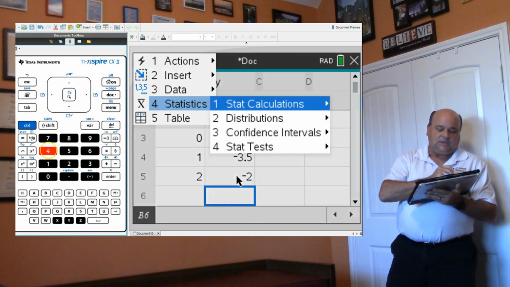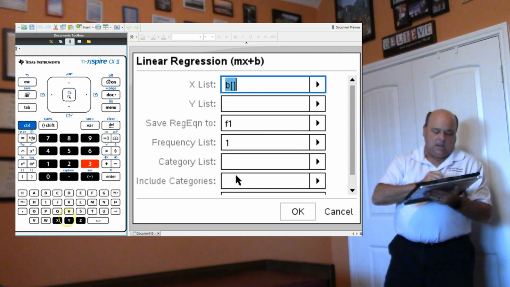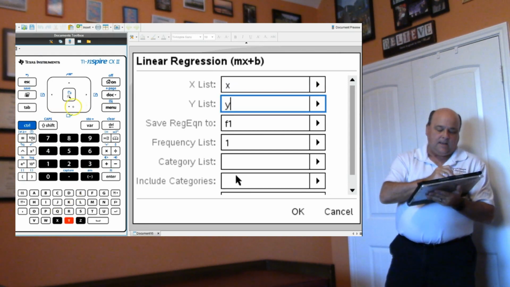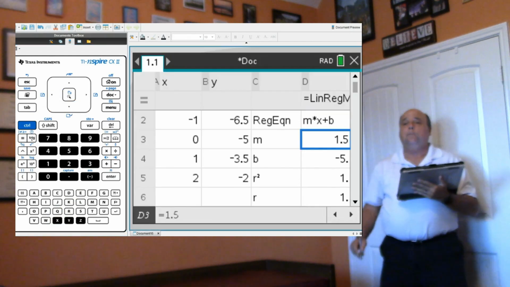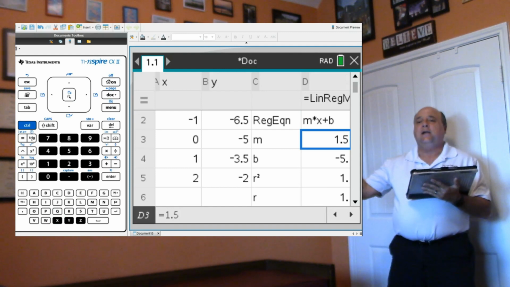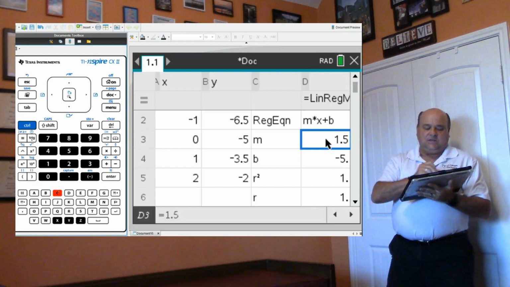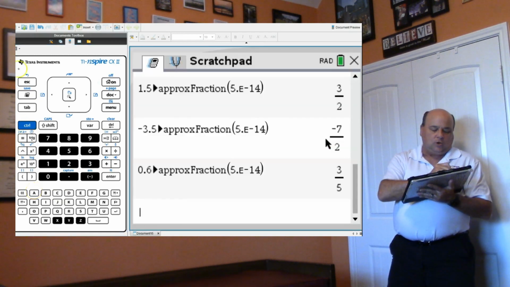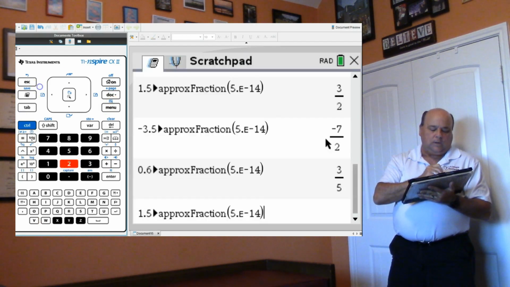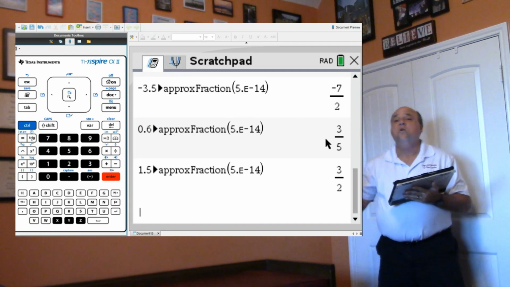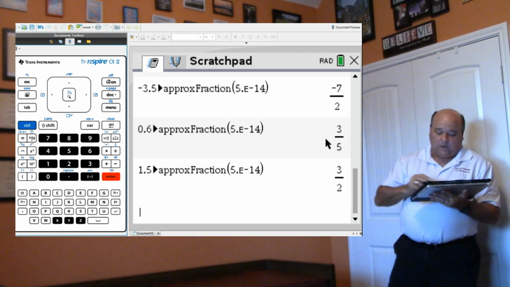Now then, menu, statistics, stack calculation, linear regression, menu 4, 1, 3, X, down, Y, down, and then hit enter. My slope's right here, 1.5. It's a decimal. I need to make it a fraction. So I'm going to hit Control-C. And that copies it. Hit home in A. Hit Control-V to paste. And then I got my 1.5 there. Now then, menu 2, enter. The slope's going to be 3 over 2. That means that line goes up 3 over 2, up 3 over 2.